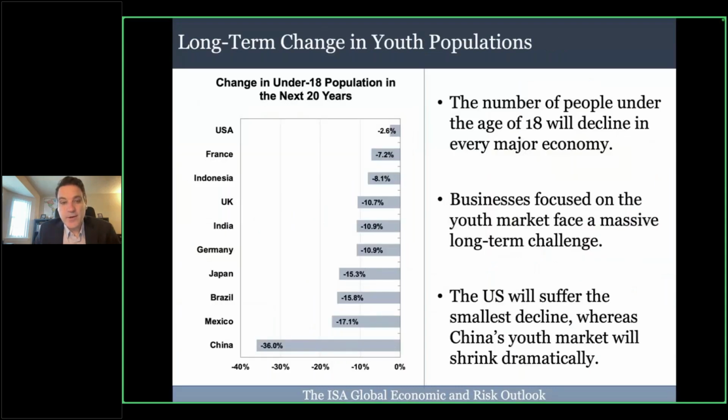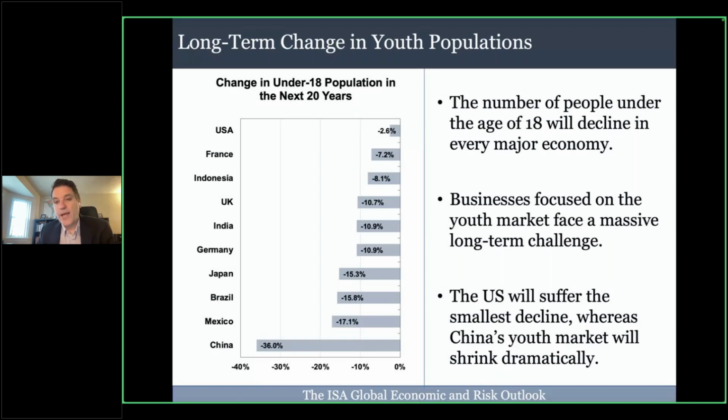Demographic change is going to continue. The change in the under 18 population over the next 20 years, which you can see there in the chart on the left, is going to be dramatic. Every major economy will see a decline in their youth population. We're seeing this already impacting the labor market. We're seeing this impacting the university sector, for example, with universities running into a lot of trouble as their potential market declines. And those businesses that are focused on younger consumers face a real challenge as their market shrinks dramatically.